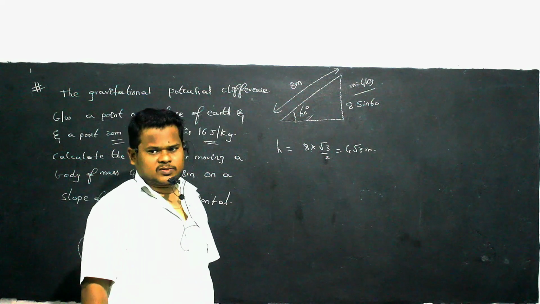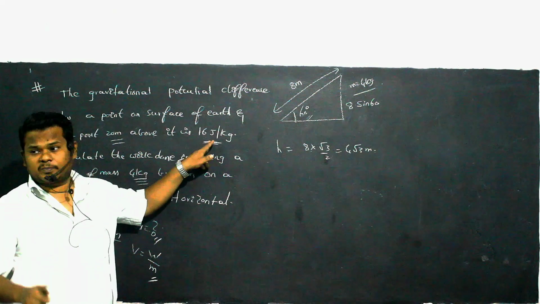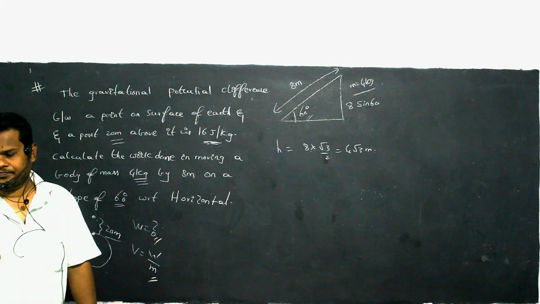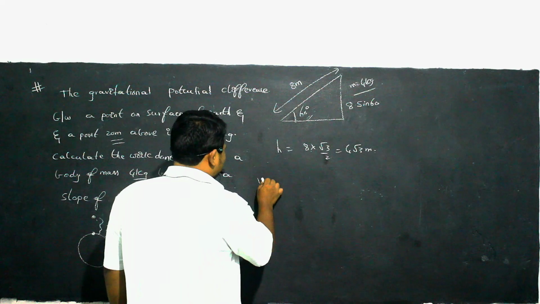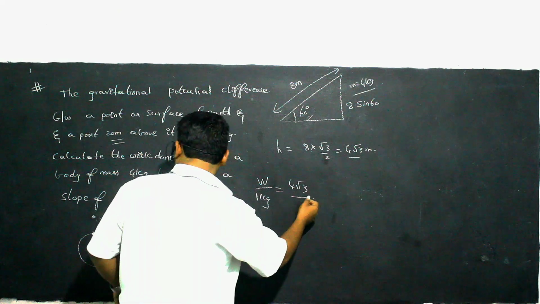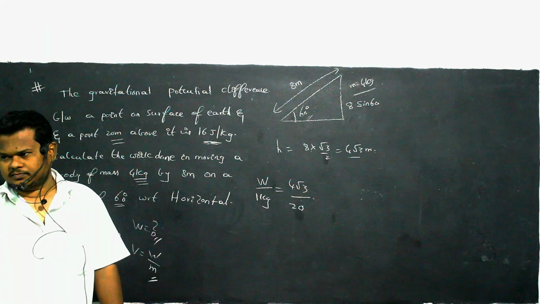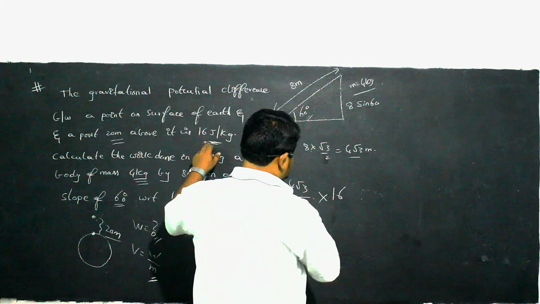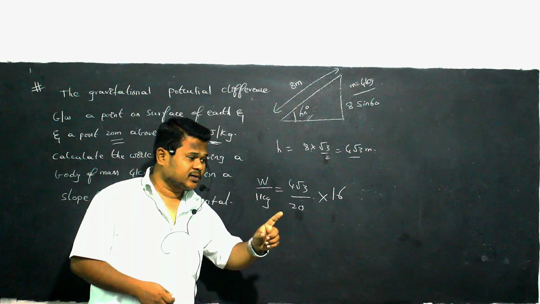So to lift a height of 20 meters, I have to do this much work, this much work per 1 kg. Then to lift to a height of 4 root 3 meters, how much work do I have to do? Again for 1 kg. You take the ratio. So work done per 1 kg is, this height is 4 root 3 and this height is 20 meters. If you take the ratio, I will get a fraction. So multiplied by 16, this much work I have to do per 1 kg.